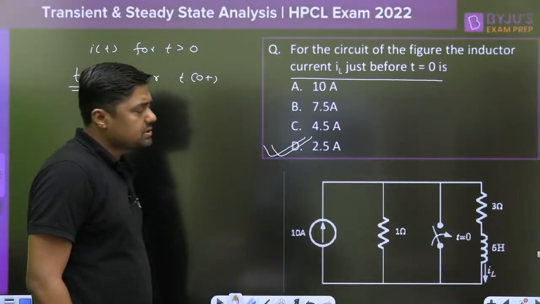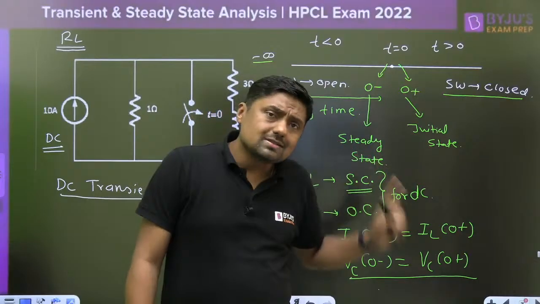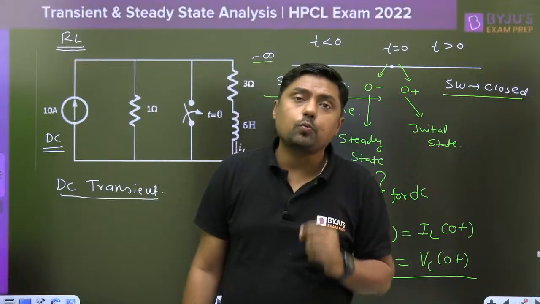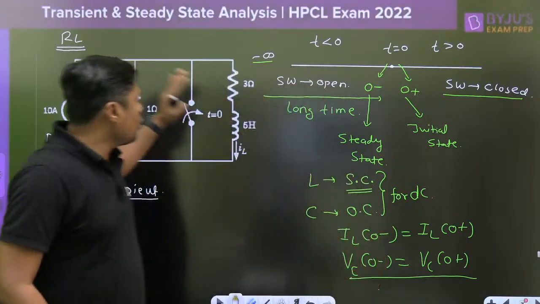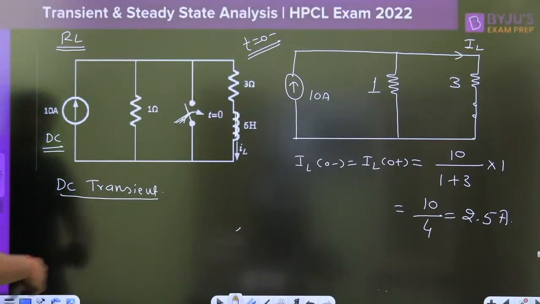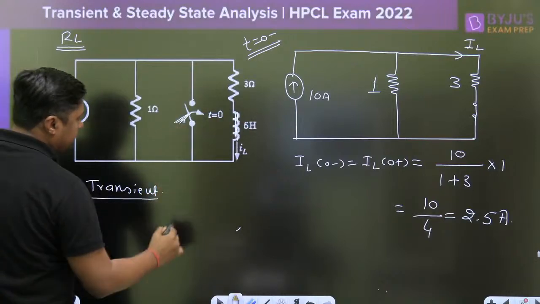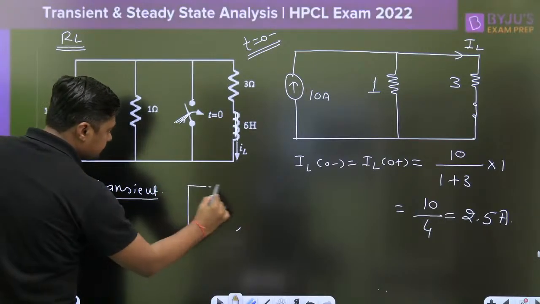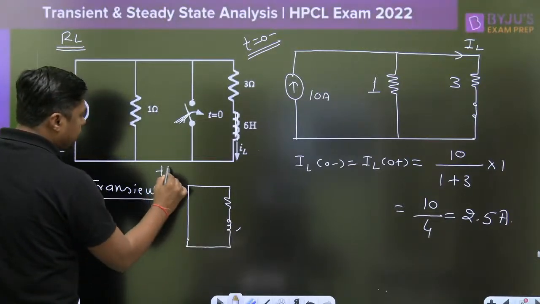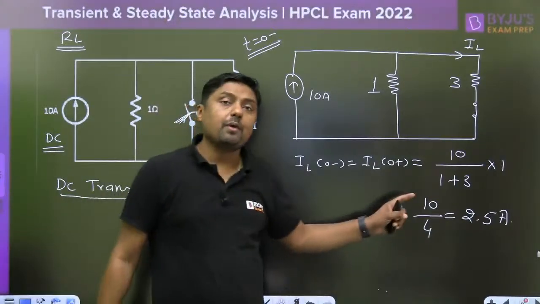So this type of question, remember, is very, very important. Now for the same circuit, for 0 positive, the current will remain the same, that is 2.5 ampere, but the switch is closed. When the switch is closed, only this circuit is applicable, right? Watch this circuit. This is the circuit for t greater than 0. The inductor does not allow sudden change of current, 2.5 ampere.